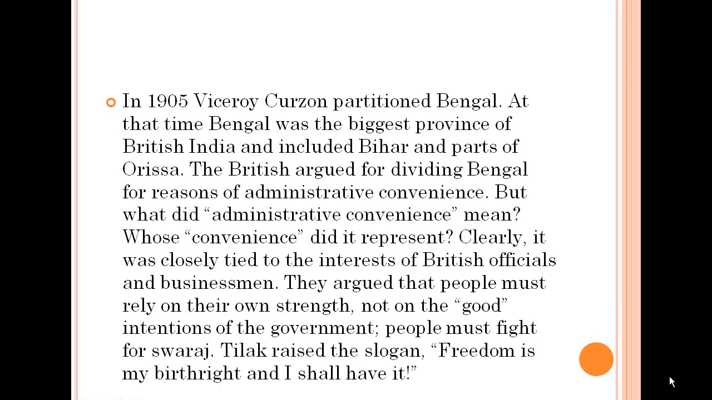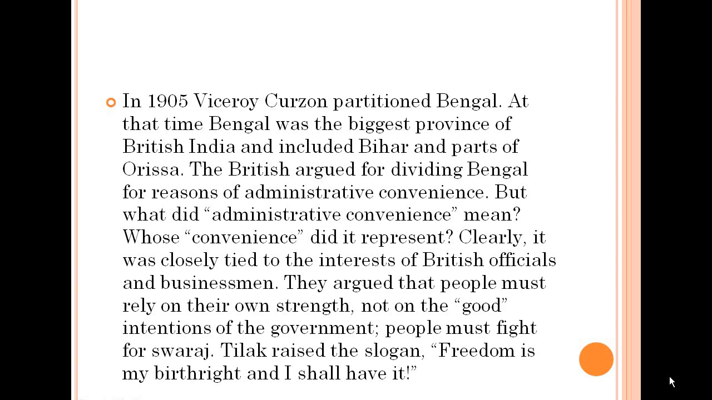In 1905, Viceroy Curzon partitioned Bengal, and at that time Bengal was the biggest province of British India and included Bihar and parts of Odisha as well. So basically in 1905, the incident that happened was that Curzon partitioned Bengal, and at that time Bengal was the biggest province of British India, which included Bihar and parts of Odisha as well.